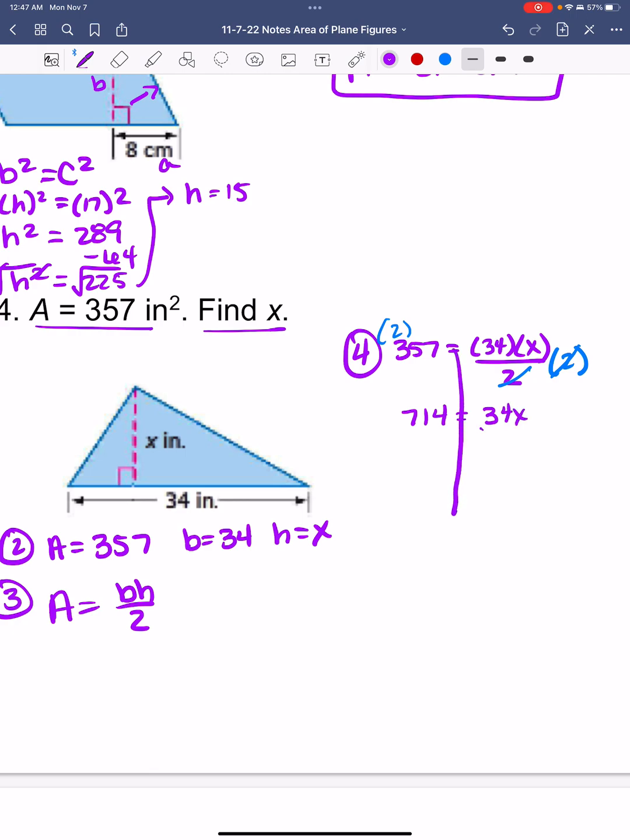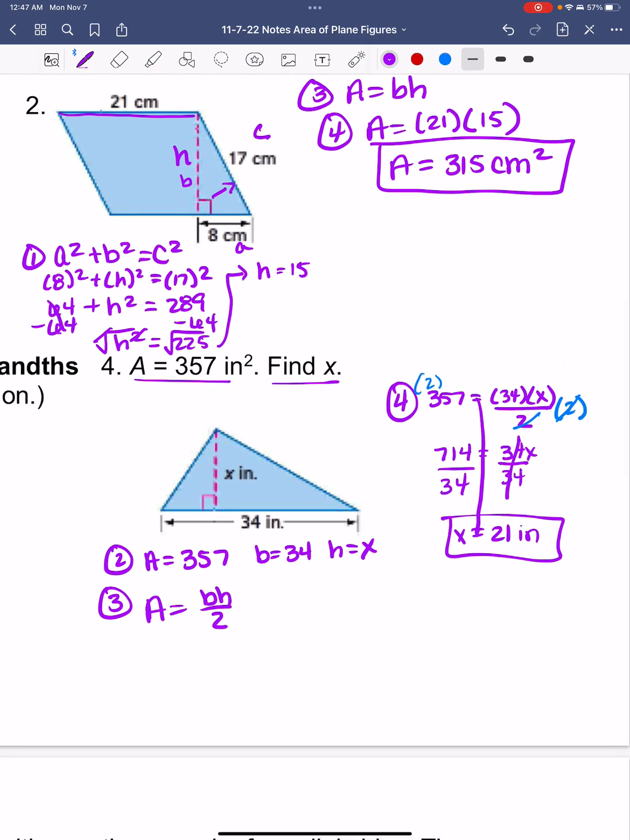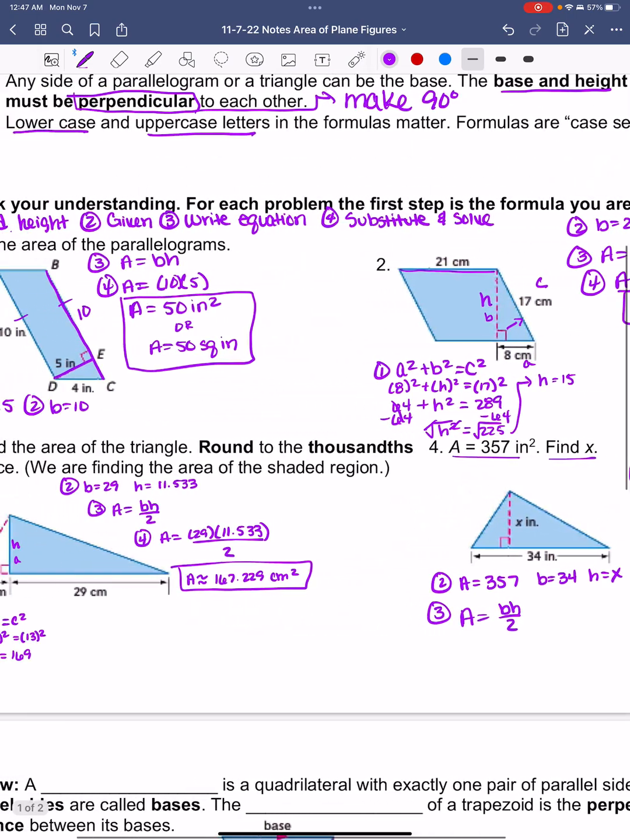34x. From here, you're going to divide by 34. What I do to one side, I do to the other. And x is going to equal 21 inches, and that is what it asks us to solve. So therefore, it is my final answer. Now again, because it gave us our area, we did this a little bit differently. We skipped step 1. So just remember, it depends on what it's asking us.